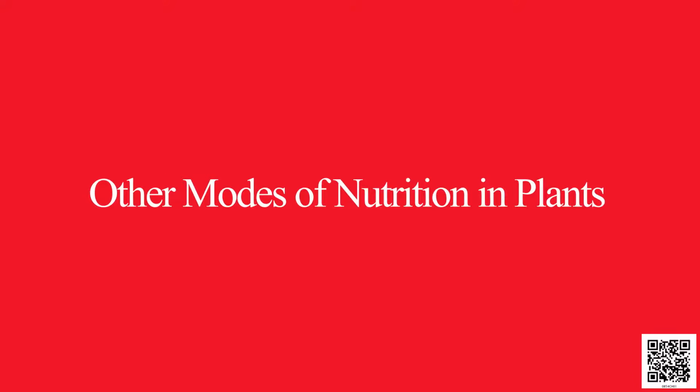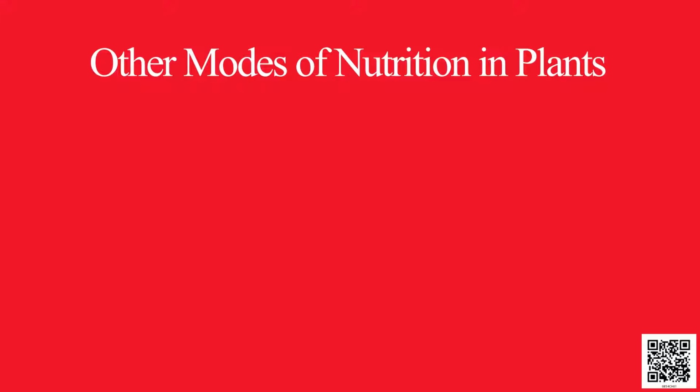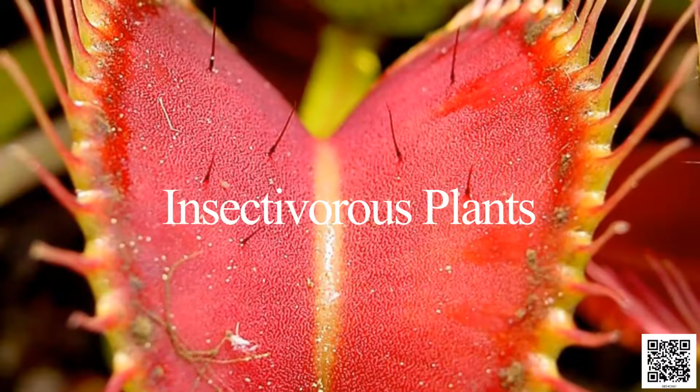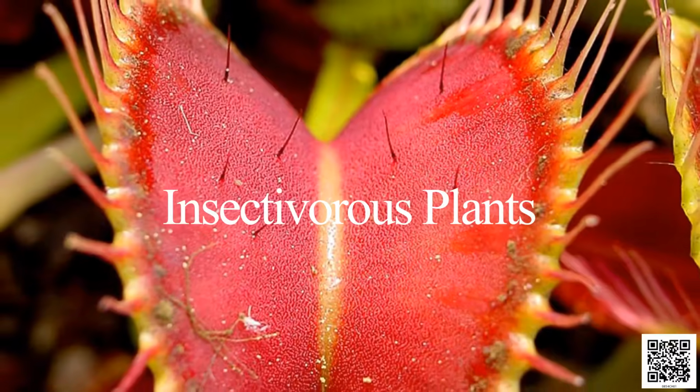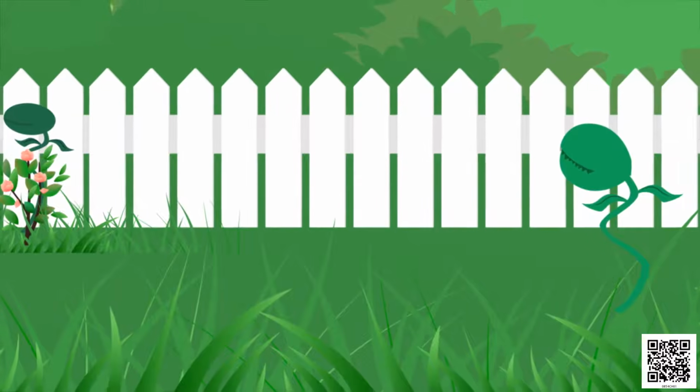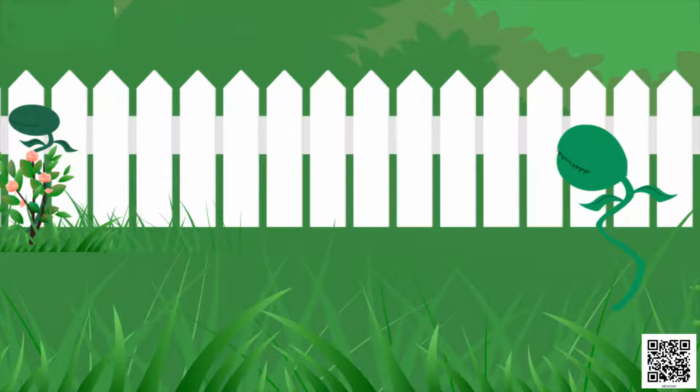Other modes of nutrition in plants. We have already discussed about parasites. Along with this, there are two other methods of nutrition, which are insectivorous plants, saprophytes. Insectivorous plants. Children, have you seen or heard about plants which eat animals? The plants which eat insects are called insectivorous plants.